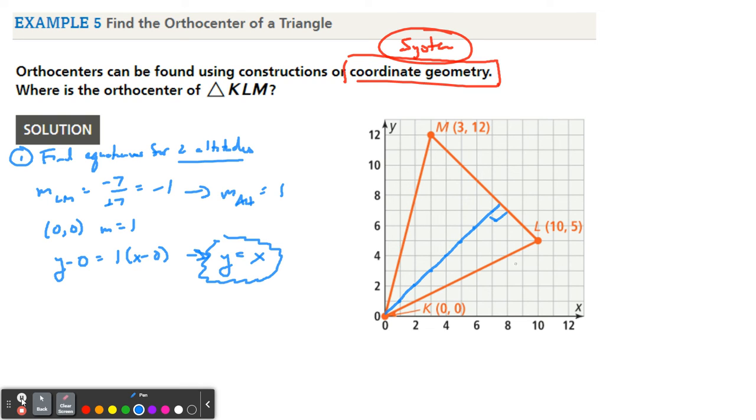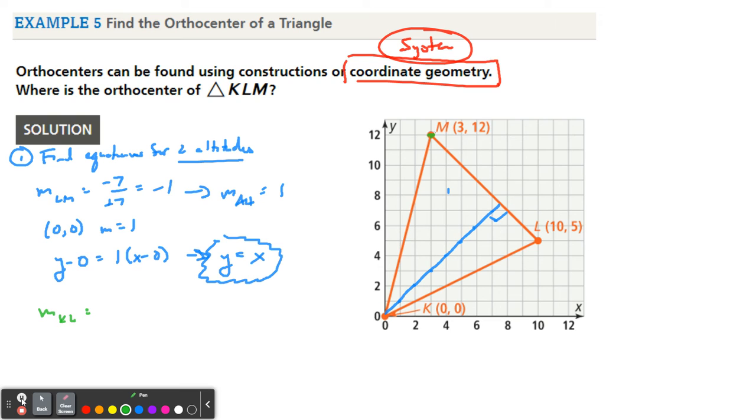So I'm actually going to use the slope of KL because when you take the reciprocal of 1/2, it's going to be a whole number. Okay? Which means I'm going to draw my altitude from M through KL. So let's find the slope of KL next.